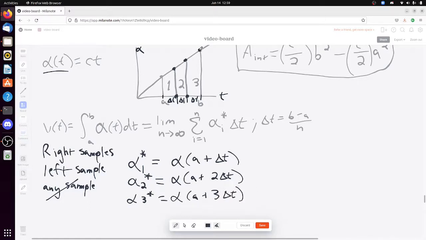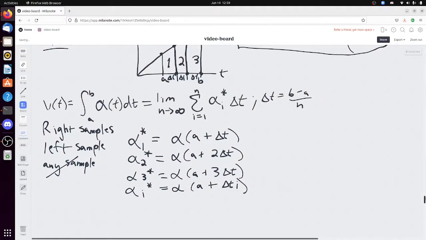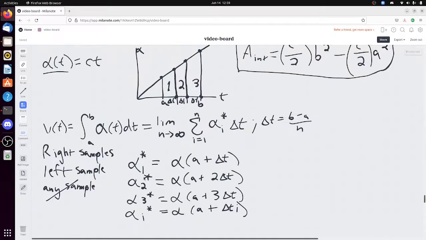Because we're trying to find this point, which means we have to find this input. Obviously, that's a plus 3 delta t. So that's why that is. So obviously, a of I sample seems like it equals alpha of a plus delta t times I. So there we go. We actually do have a function that we can use to find that, which is pretty handy. Now I should emphasize that this is with the right sample.